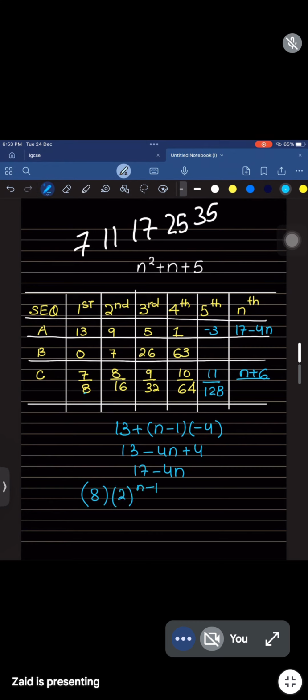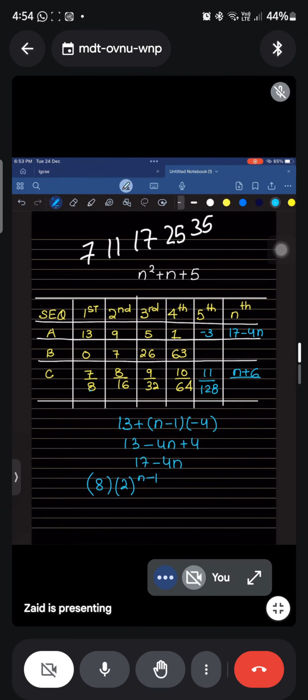And minus 1. But I told you I'm not going to leave it like this, because 8 can be written as 2 to the power 3. So 2n minus 1 plus 3, so it's going to be 2n plus 2.